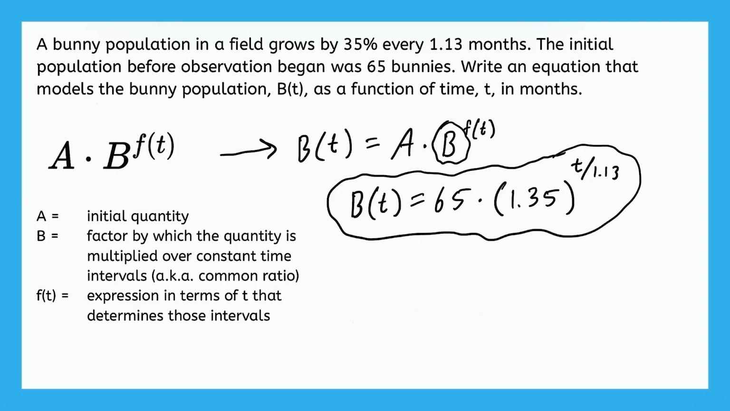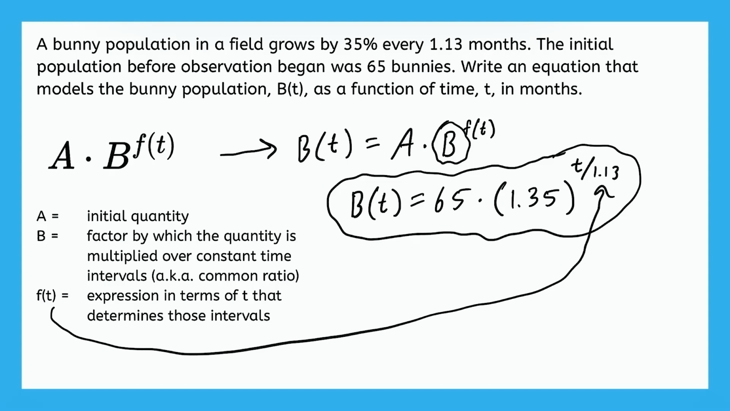So hypothetically, instead of 1.13 months, if we had a time interval of, say, 5 years, we would put a 5 in this denominator. If the time frame was, let's say, 8 days, this denominator would be 8. Now, before we do the next example, let's just talk about why it makes sense for f of t to equal t over the given time interval really quick.